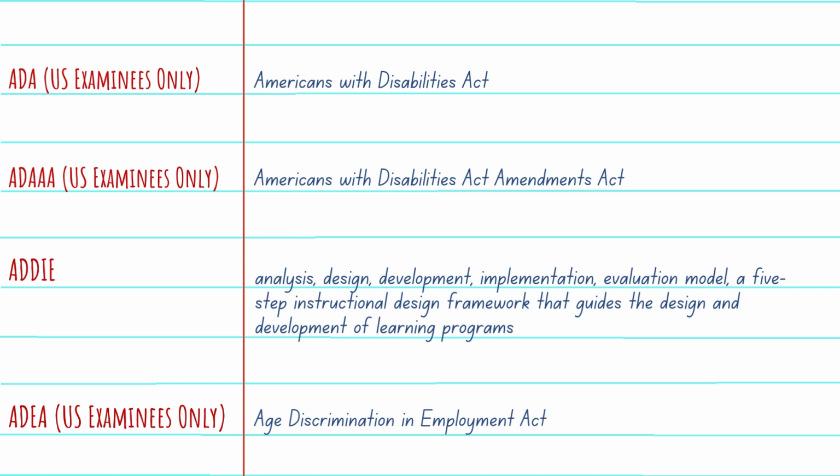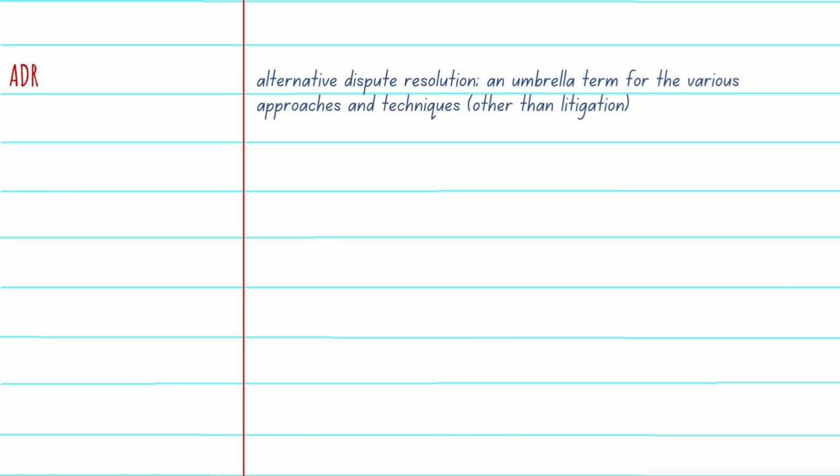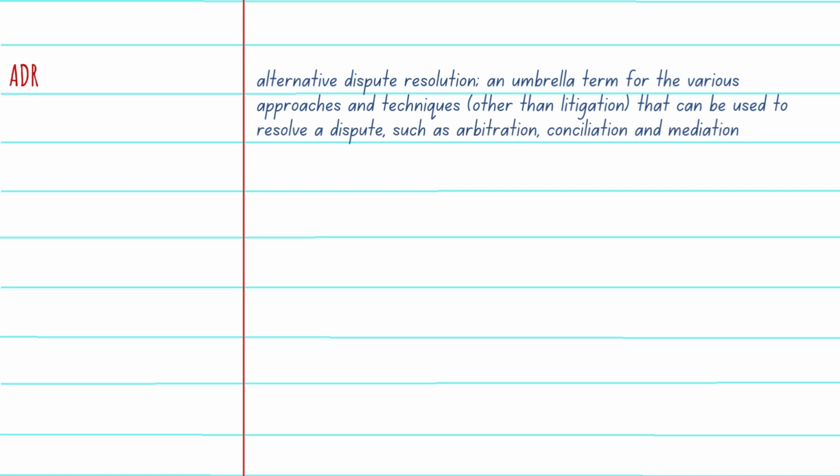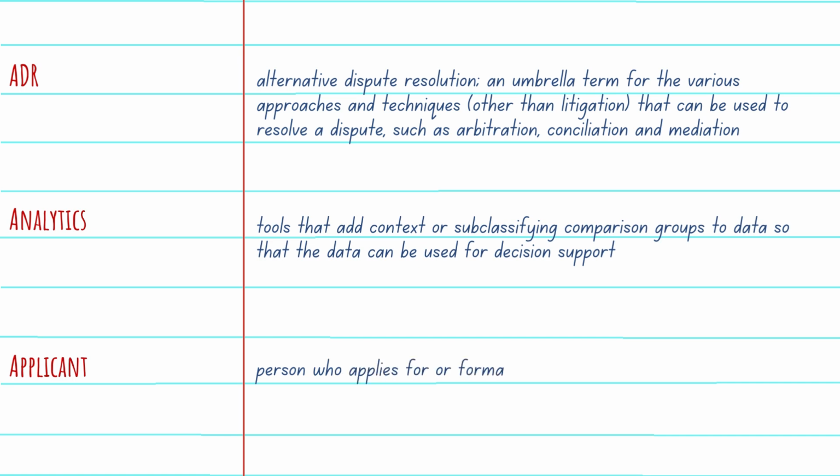An ADR is an alternative dispute resolution, which is an umbrella term for the various approaches and techniques, other than litigation, that can be used to resolve a dispute, such as arbitration, conciliation, and mediation. Analytics are tools that add context or subclassifying comparison groups to data so that the data can be used for decision support. An applicant is a person who applies for or formally expresses interest in a position.